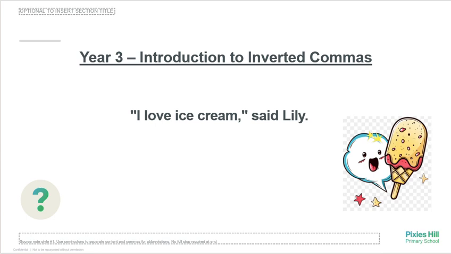It is imperative that children always use a capital letter at the beginning of each section of speech, unless speech is continuing. As you can see, children will start to include commas to separate the spoken words from the rest of the sentence. Commas should always go before the closed inverted commas.